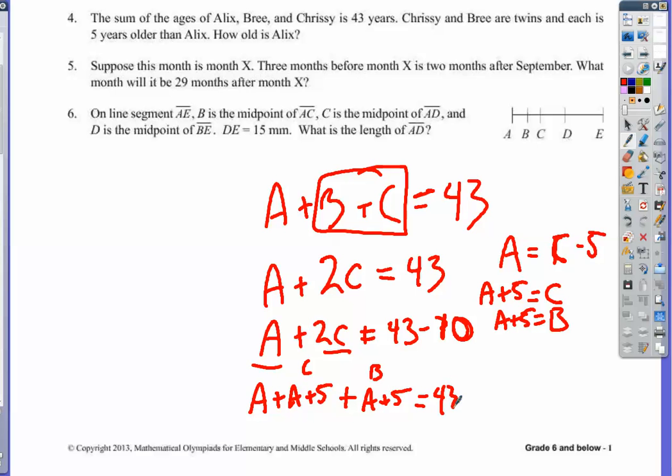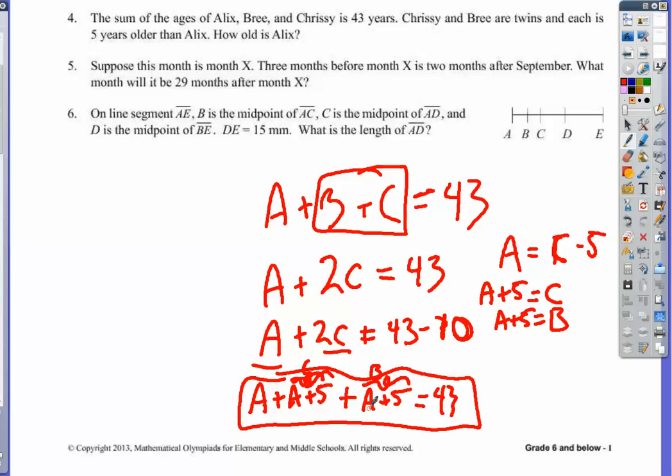Now I understand I'm not going sequentially. I'm trying to explain my thinking here. So I'm going to use this equation here because I know I have Alex. This whole piece is Christina. This whole piece is Bree. So how many Alexes do I have? Well, I have 1, 2, I have 3 Alexes.